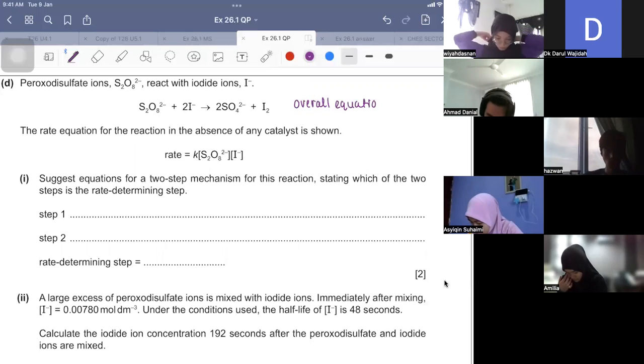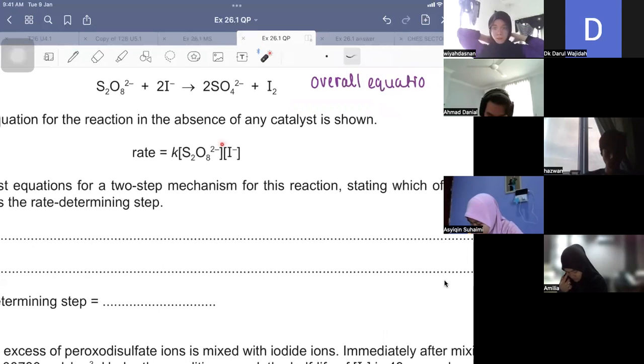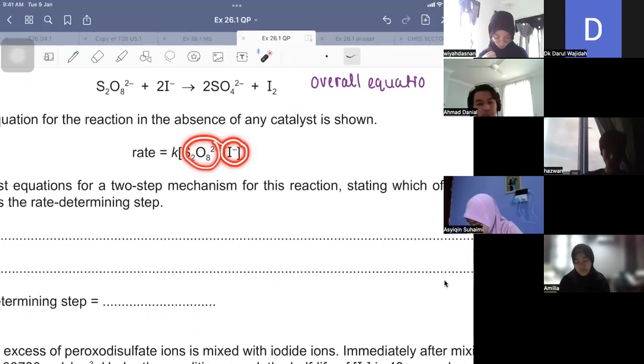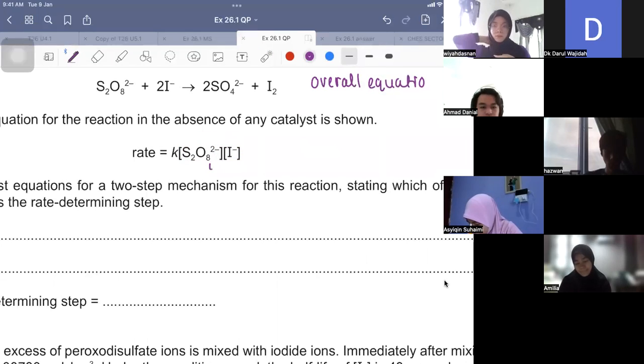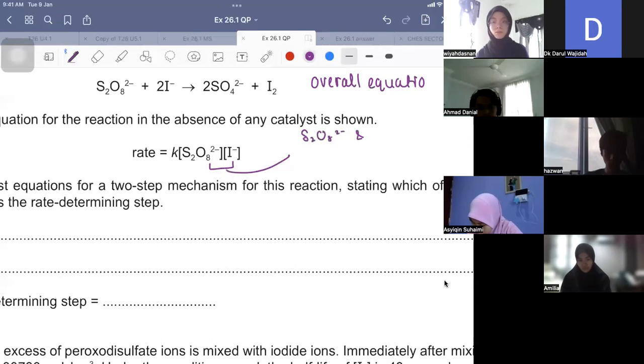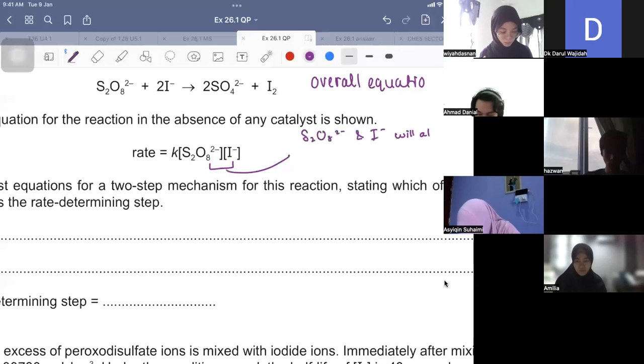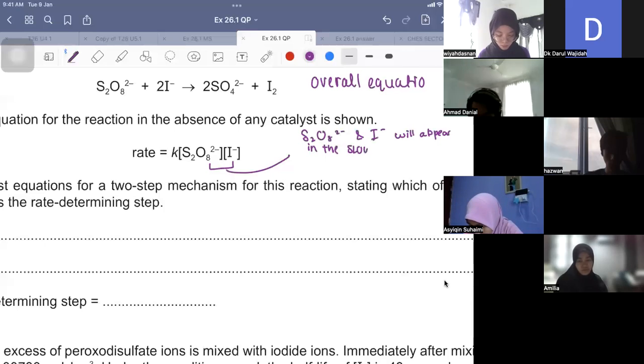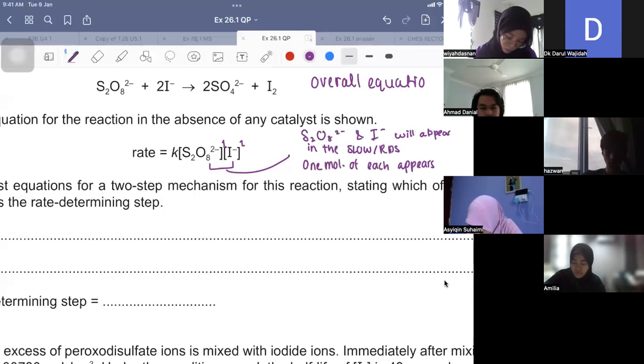And the rate equation tells us that persulfate and iodide will appear in the mechanism. So what this rate equation tells us is that S2O8 2- and I- will appear in the rate determining step, the slow RDS. Since the order is 1, only 1 mole of each appears in the RDS. Okay, so let's start.